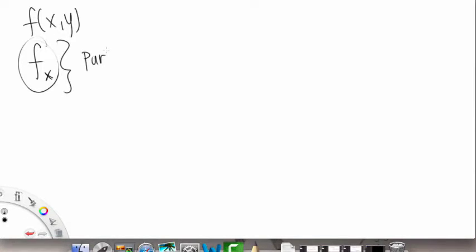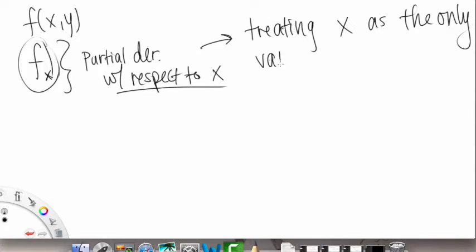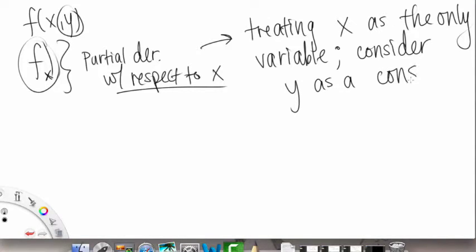So, for example, let's say we have f of x, y. f subscript x, this notation, means the partial derivative with respect to x. What does that mean? With respect to x basically means we are treating x as the only variable, which also means we're going to consider y, or any other variables we see, as a constant. In this case, it would just be y. So that's just staying the same.